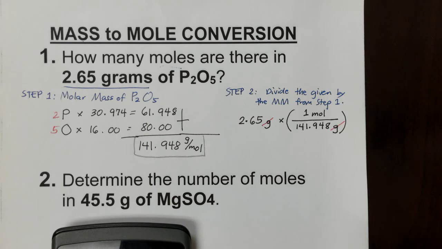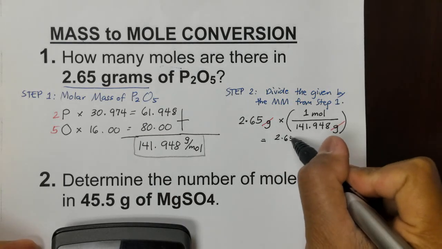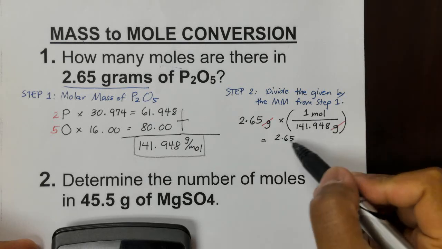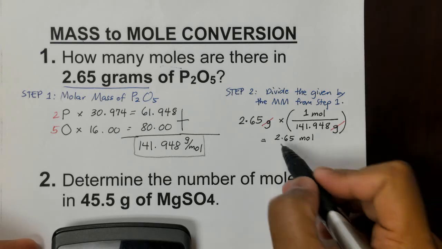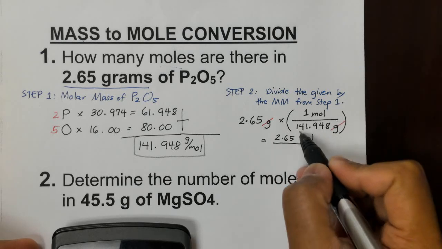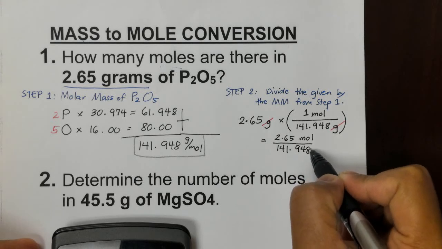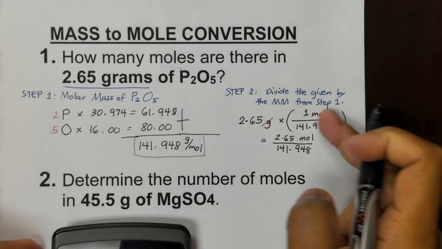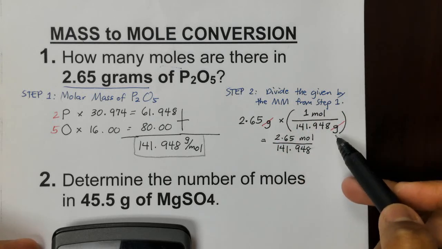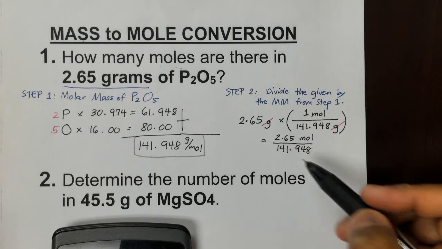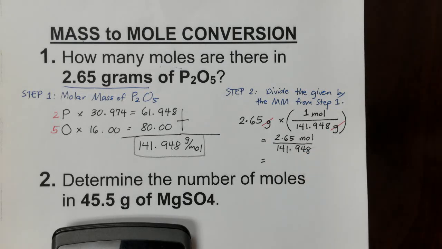In shorthand, we can write this as 2.65 times 1 mole. It's still 2.65, but the unit will now be mole, and then over the value 141.948. So that's how you compress this part into this, with no grams unit anymore, but with just the mole. And once we've compressed it, we're ready to divide directly in our calculator.